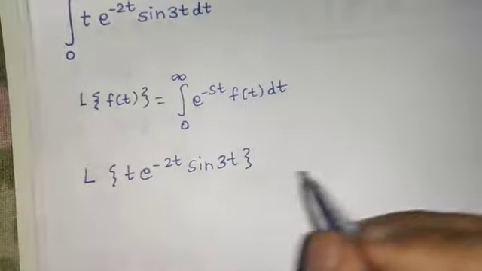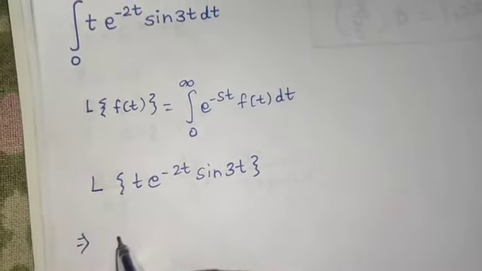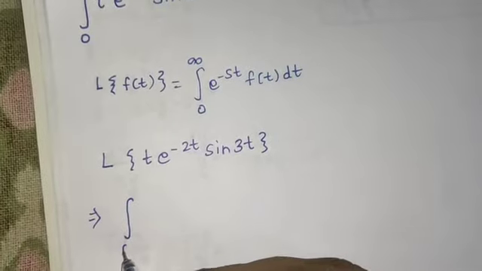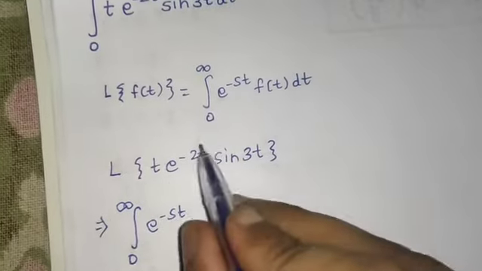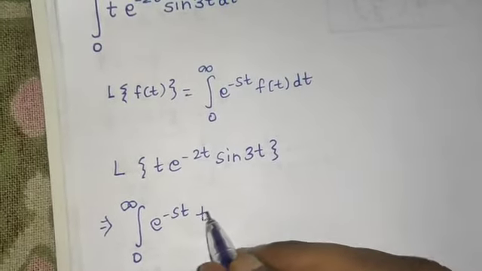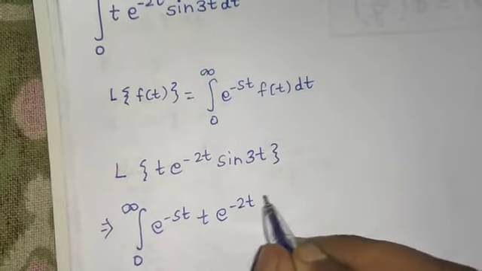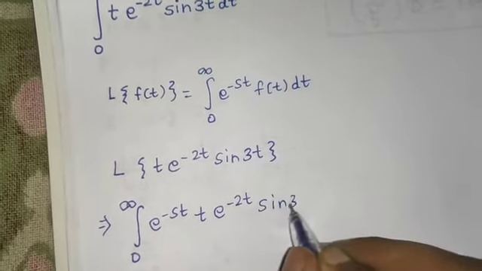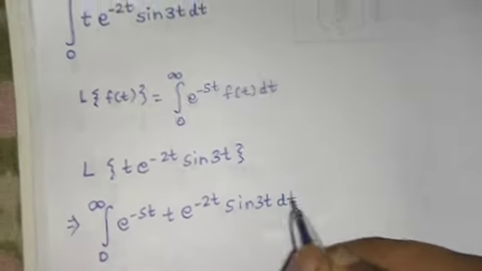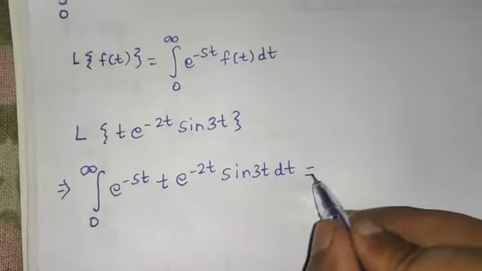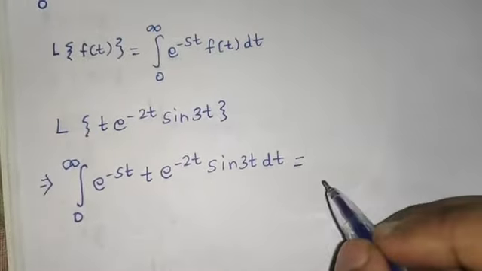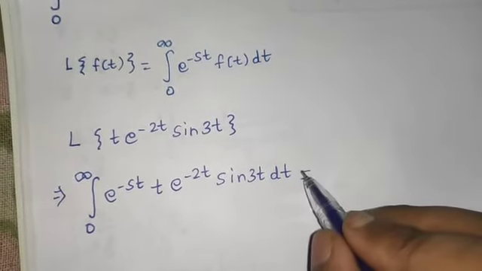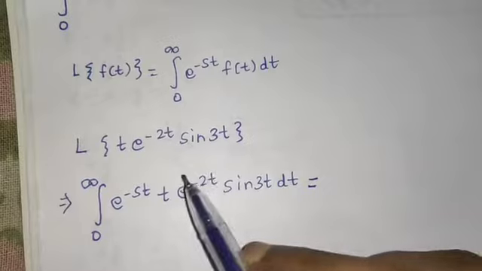So this can be written, with the help of the definition, as the integral from 0 to infinity of e^(-st) times f(t), where this entire thing is f(t): t e^(-2t) sin 3t, dt. And now if we want to use the formula, how can we solve this? Let's solve this separately with the help of formulas.